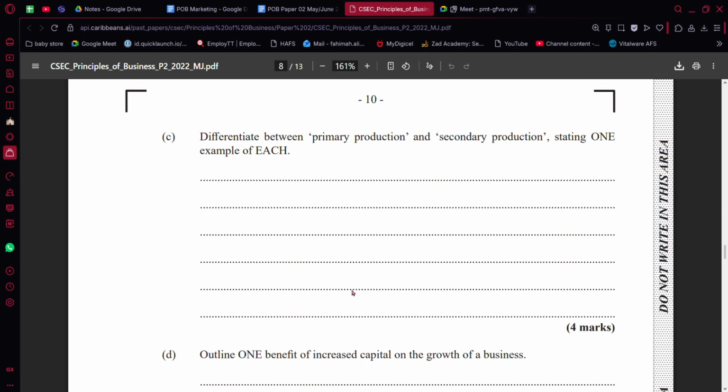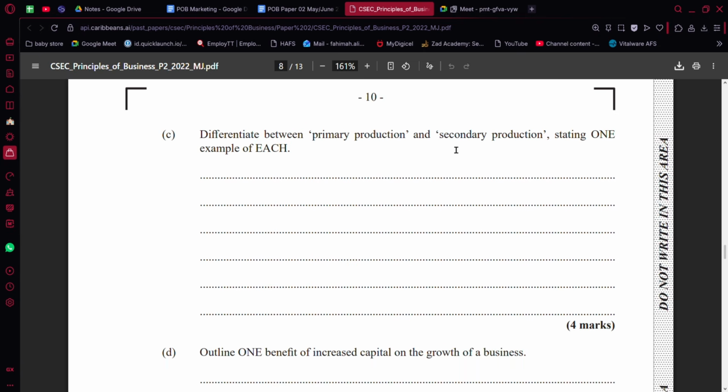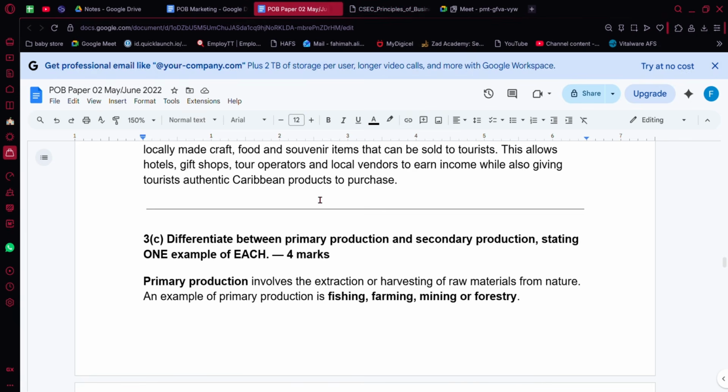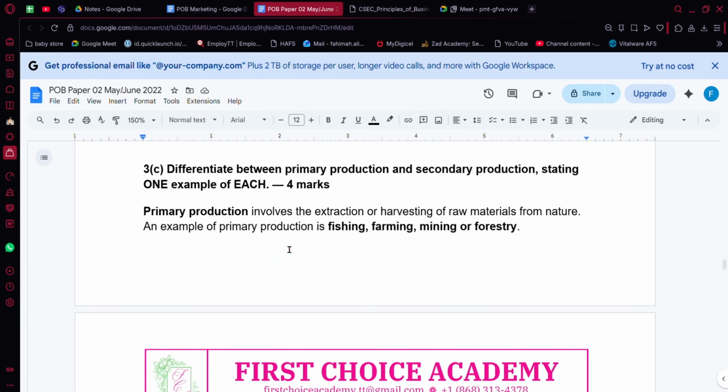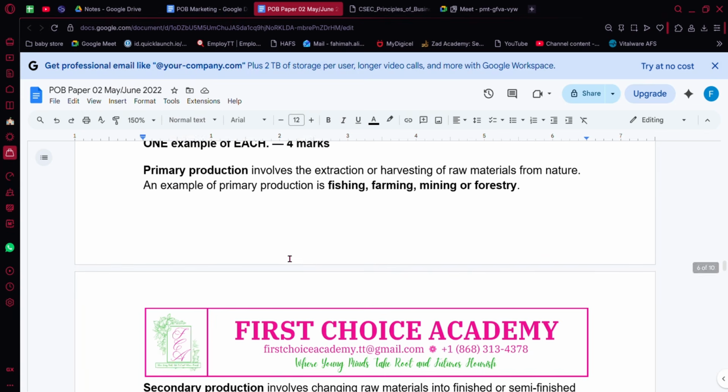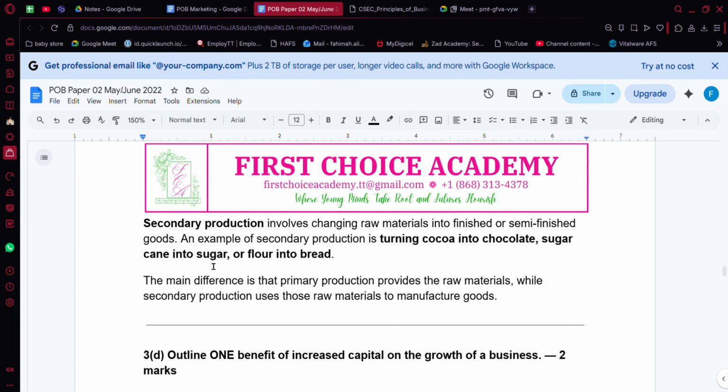Next question. Differentiate between primary production and secondary production, stating one example of each. Primary production involves the extraction or harvesting of raw materials from nature. Examples of primary production are fishing, farming, mining, or forestry. Secondary production involves changing raw materials into finished or semi-finished goods. Examples of secondary production are turning cocoa into chocolate, sugarcane into sugar, or flour into bread. The main difference is that primary production provides the raw materials, while secondary production uses those raw materials to manufacture goods.